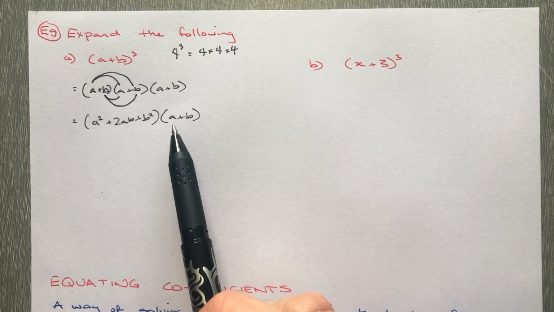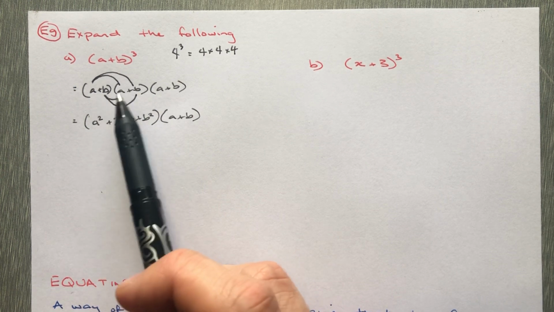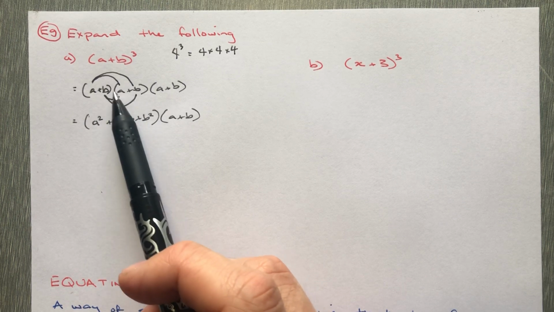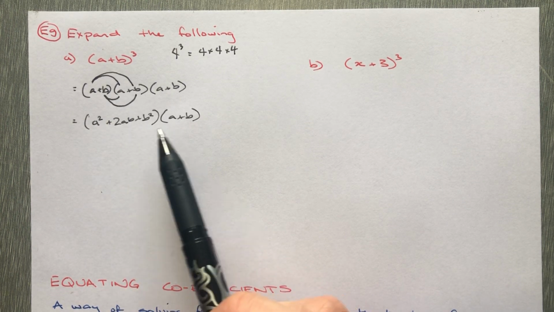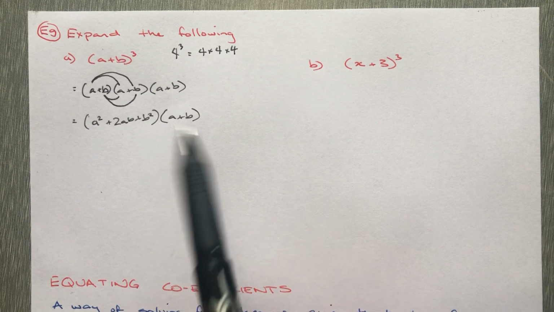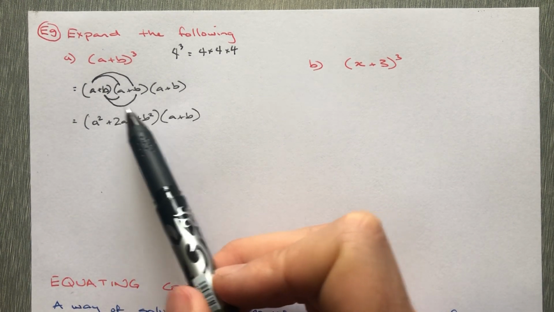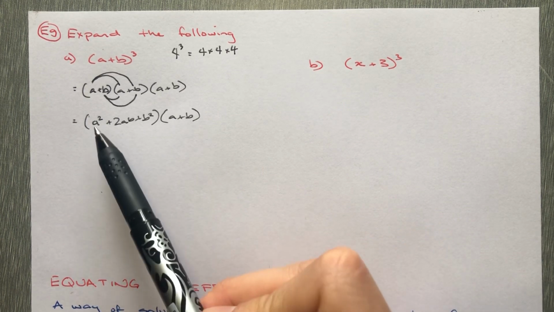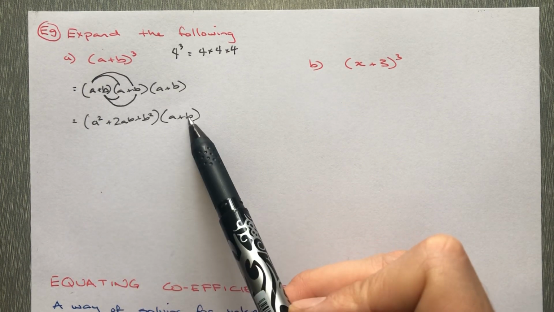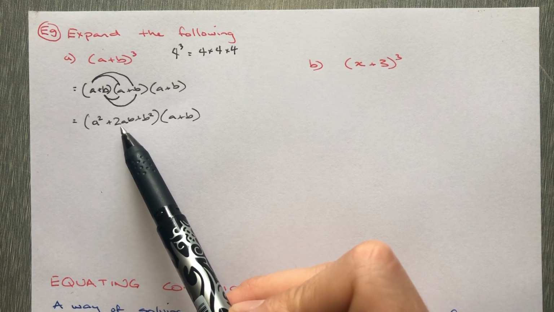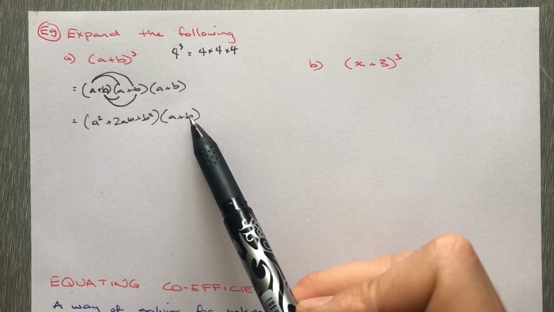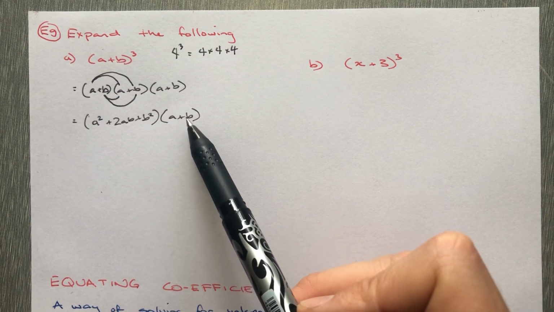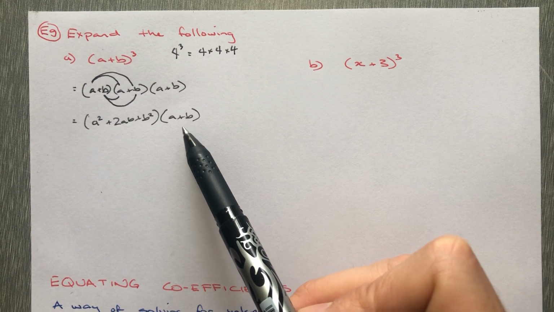So with this one up here, when we're doing FOIL, we just made sure all the terms in the first set of brackets were times by all the terms in the second set of brackets. That's what we're doing here as well to further expand this out. So everything inside this set of brackets has to be times by everything in this set of brackets. So I'll start with a squared times a, then a squared times b. Then I'll go to the next term. 2ab times a, 2ab times b, then go to this last term, b squared times a, b squared times b. And I'm going to collect all those like terms, which I'll do right now.